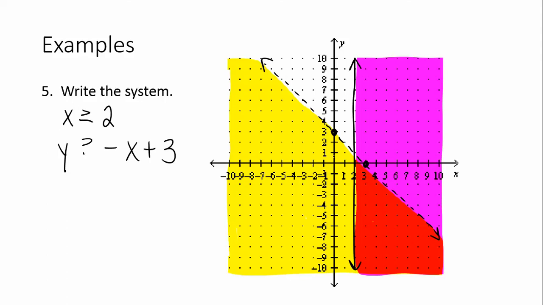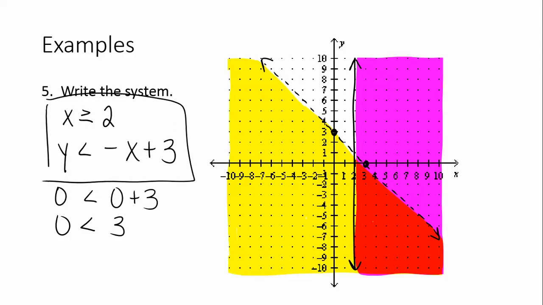So let's pick an ordered pair. Let's pick 0, 0. So if we have 0, and then 0 plus 3, well, 0 is less than 3. Remember, we want this to be true since that's where we shaded, was where 0, 0 was. So that means that this symbol is less than, and here is your system.